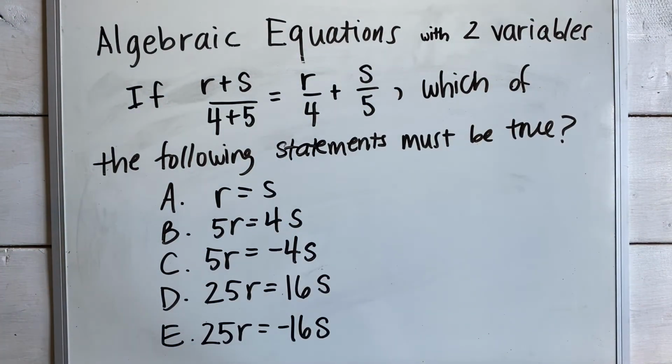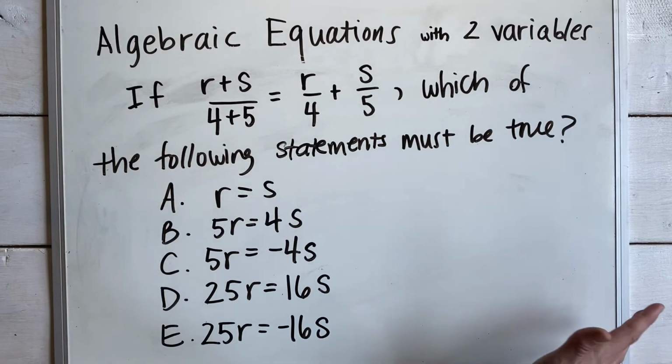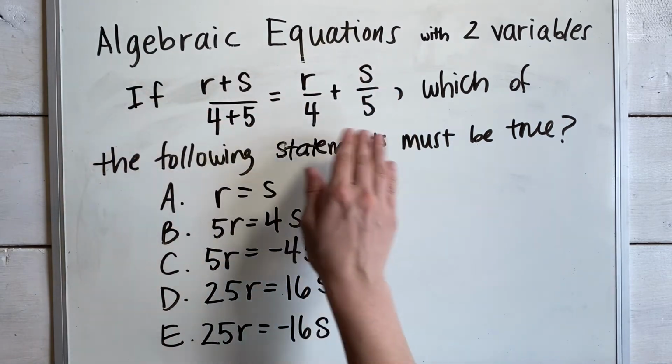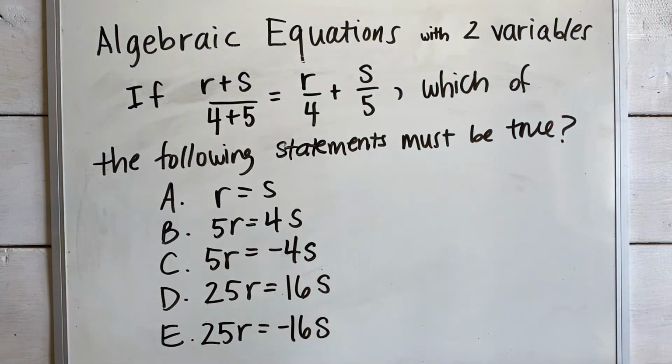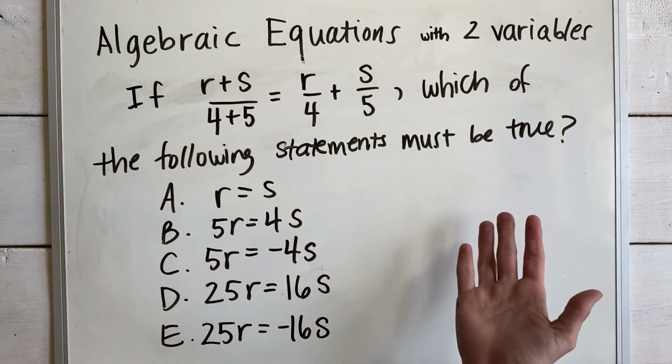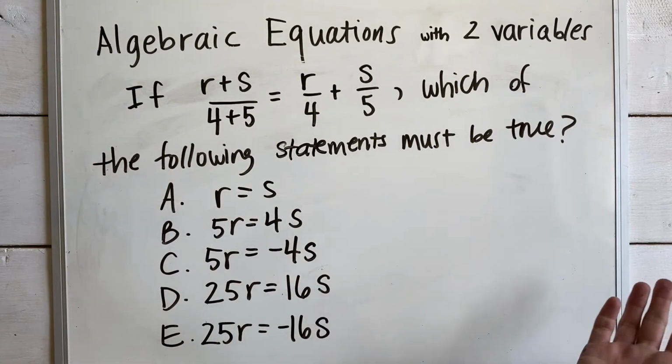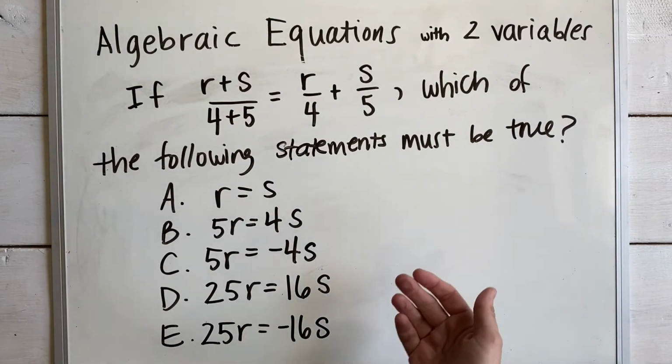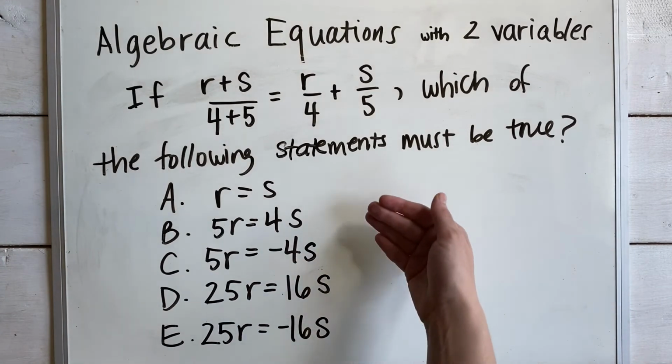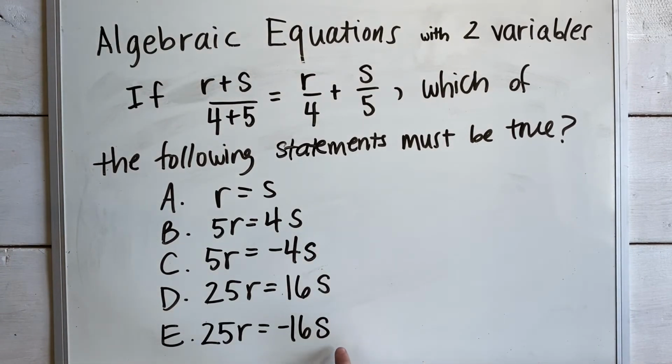Here's our more difficult problem. If r plus s over 4 plus 5 equals r over 4 plus s over 5, which of the following statements must be true? This problem is more difficult not only because there's r and s on both sides of the equation, but also there's fractions. And another thing we have to pay attention to is we have answer choices here. So one of these has to be the answer, right?